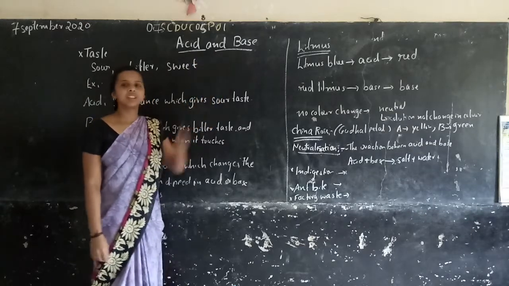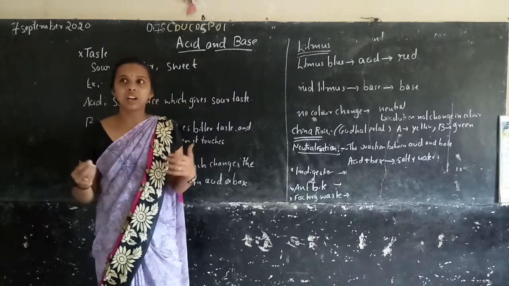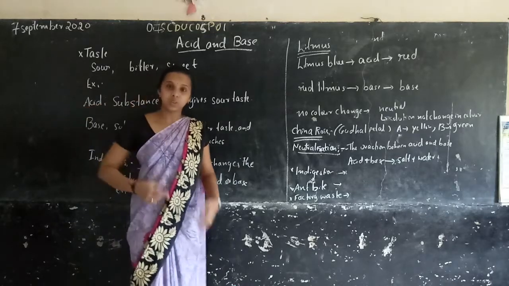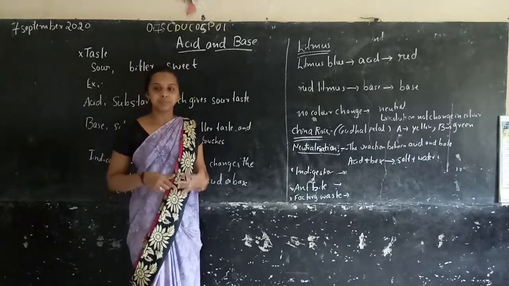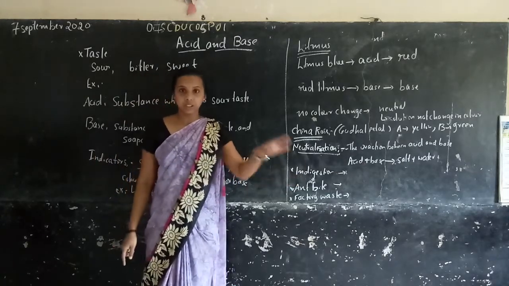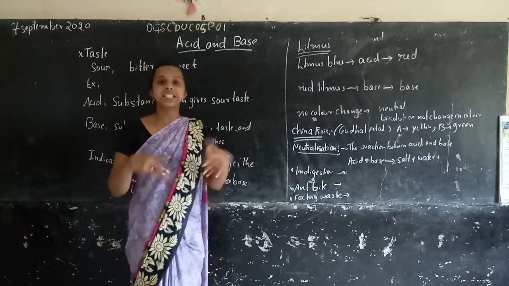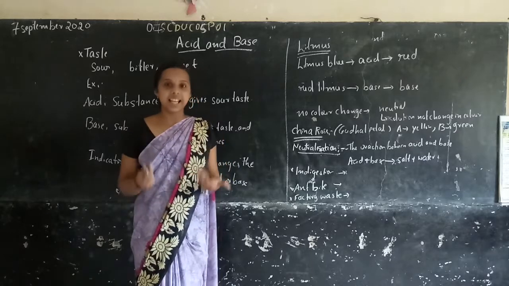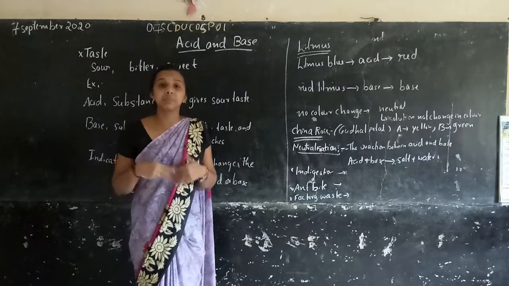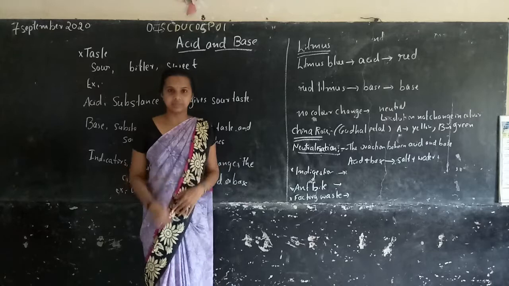Acid and base. Children, do you know what acid is? Have you heard? This is acid, this is base. Do you know about that? What is acid? When your parents say don't touch it, it is very harmful, because there is acid. So in this class we study what acid and base are, how we can identify acid and base, and what the indicators are.